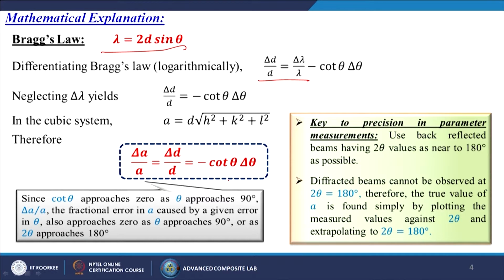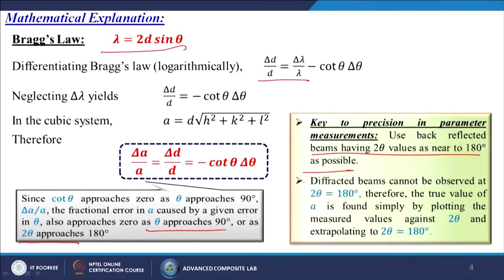Since cot theta approaches 0 as theta approaches 90 degrees, del a by a, the fractional error in a caused by a given error in theta, also approaches 0 as theta approaches 90 degrees, or as 2 theta approaches 180 degrees. So what is the key to precision in parameter measurements? Use back reflected beams having 2 theta values as near to 180 degrees as possible. Diffracted beams cannot be observed at 2 theta equal to 180 degrees, so the true value of a is found by plotting the measured values against 2 theta and extrapolating to 2 theta equal to 180 degrees.